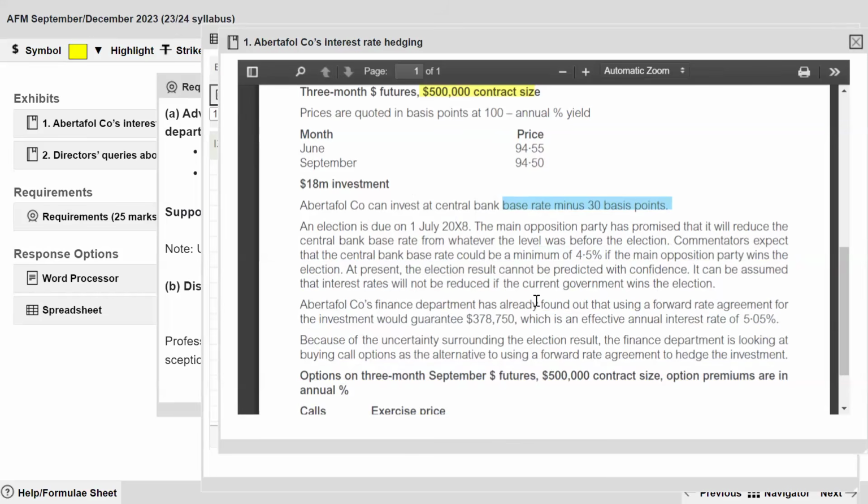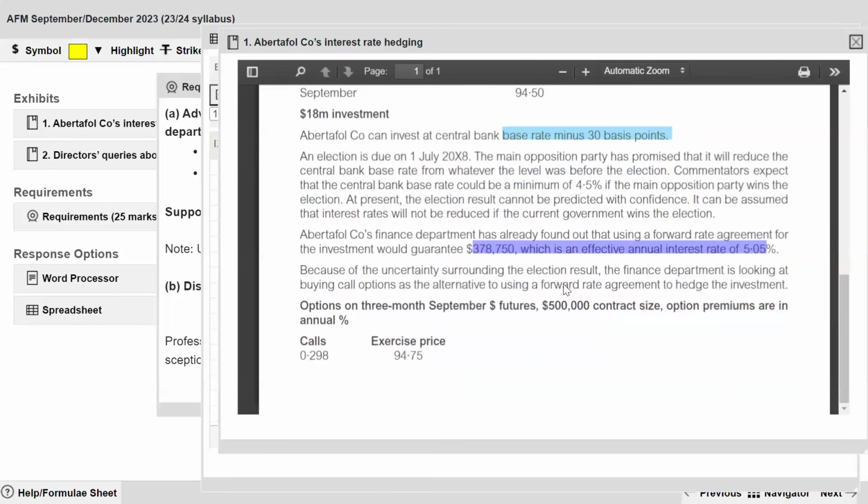The finance department has already found out that using a forward rate agreement for investment would guarantee an effective rate of this. Because of uncertainty surrounding the election result, the finance department is looking at buying call options as the alternative to using the forward rate agreement to hedge the investment. Options on 3-month dollar futures. The option premiums are in this.